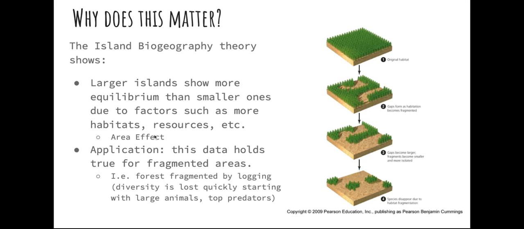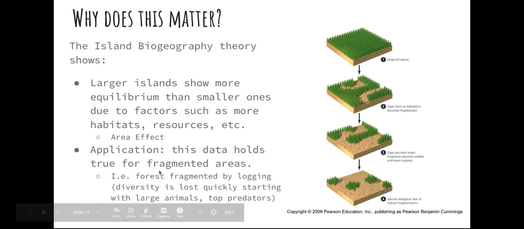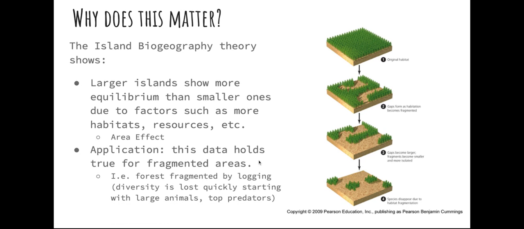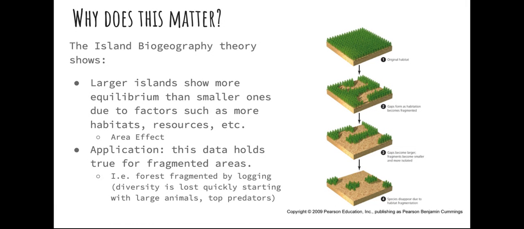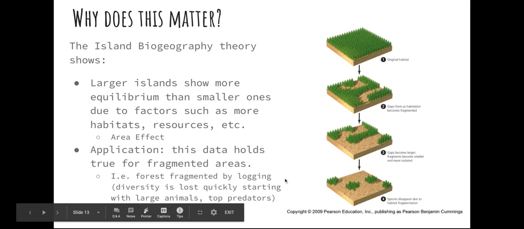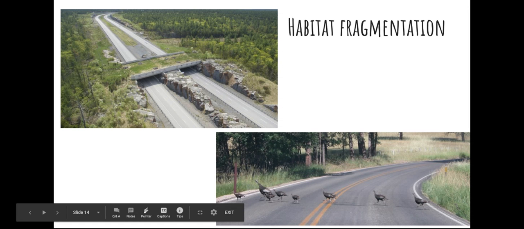And the other reason why we want to study island biogeography is because we can apply the principles of island biogeography to something that we call fragmented areas. Now, fragmented areas are areas that have been created because of urbanization or any type of development from humans. Okay, so there is an example here, but we're going to look at how these fragmented areas form and what are the effects on biodiversity. That's why we care about island biogeography.